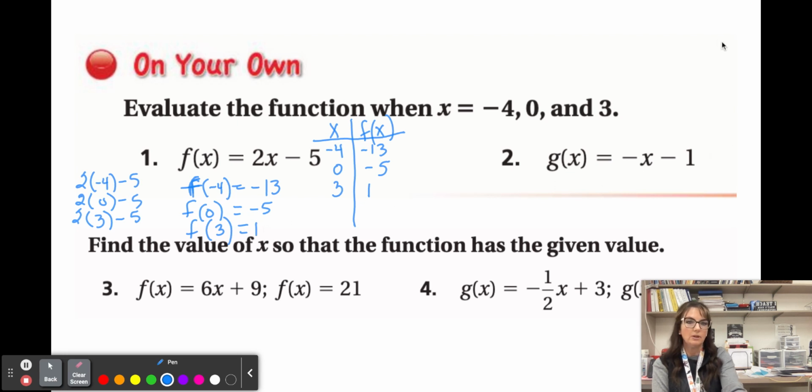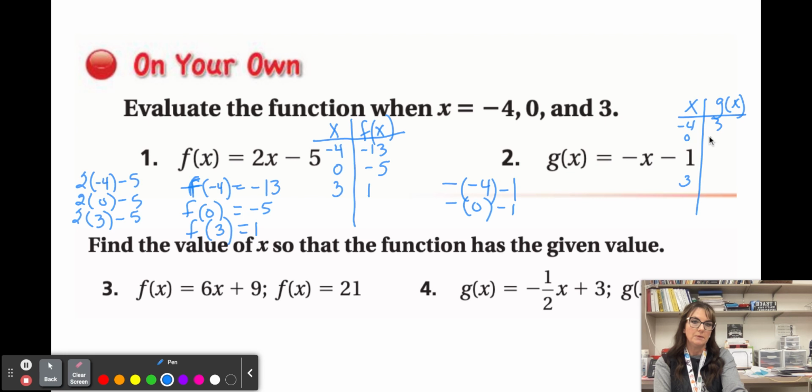We could do the same over here for g of x. We have our input, and we have our g of x, or our output. Same input values: negative 4, 0, and 3. So it's taking the opposite of x. The opposite of negative 4 is 4, minus 1, which would be a 3. And then we have the opposite of 0, which does not even matter what that is, and that would be negative 1.